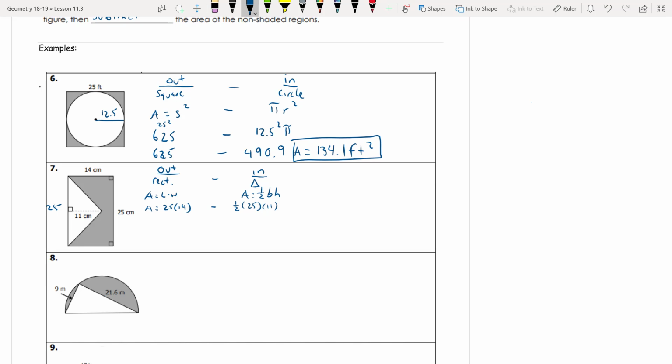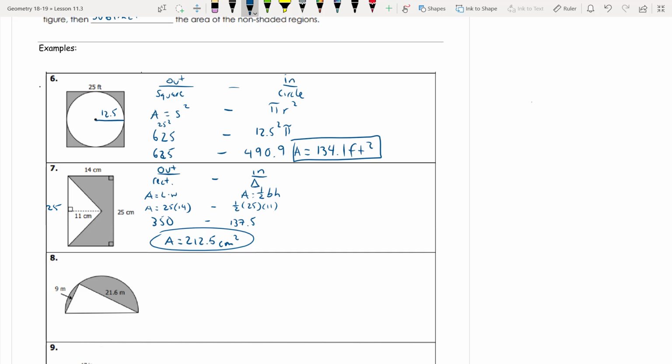So 25 times 14 is going to give me 350. And 25 times 11 cut in half is going to give me 137.5. And when I subtract 137.5 from that 350, you end up with your area is 212.5 square centimeters, or centimeters squared. So the process is very similar to finding area. You're just doing it twice and then subtracting. Go ahead and try number 8, and when you come back in, we will have that answer there for you.